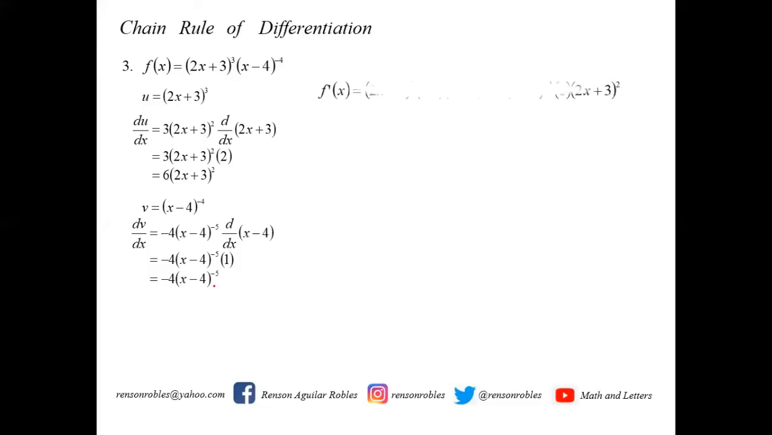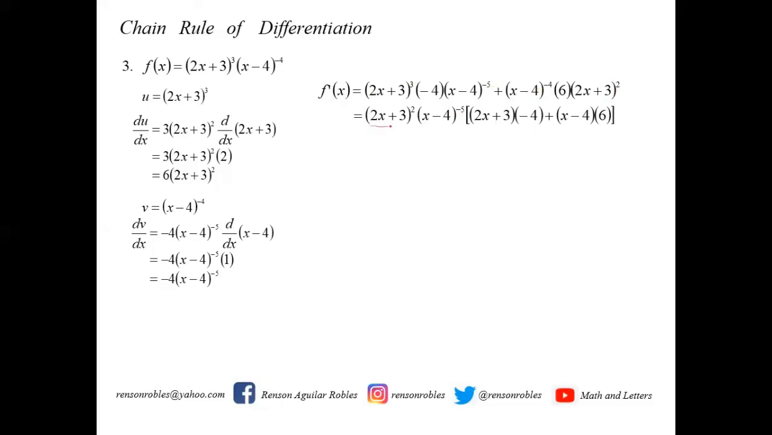Okay, and then applying the principle. So this is your u times dv plus v times du. Okay, so simplifying further, I will just use the common monomial factor. You shall observe that there's 2x plus 3 to the third power and 2x plus 3 to the second power, and I think its common monomial factor is 2x plus 3 to the second power. Then this one is x minus 4 to the negative 5, and x minus 4 to the negative 4. Then the common monomial factor is x minus 4 to the negative 5, okay?